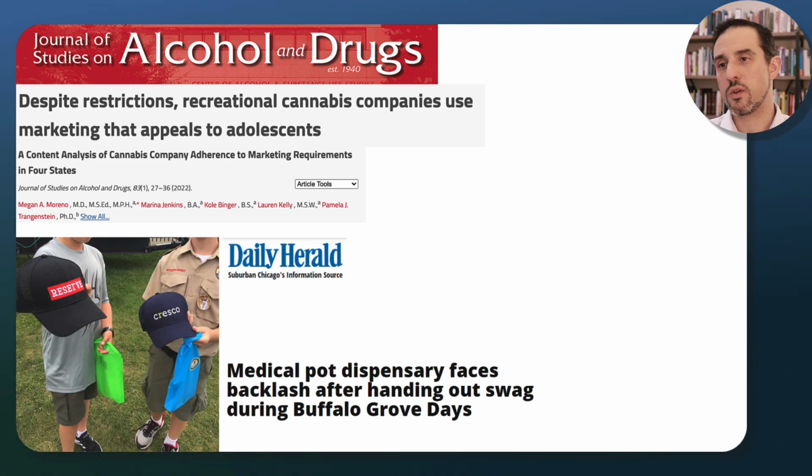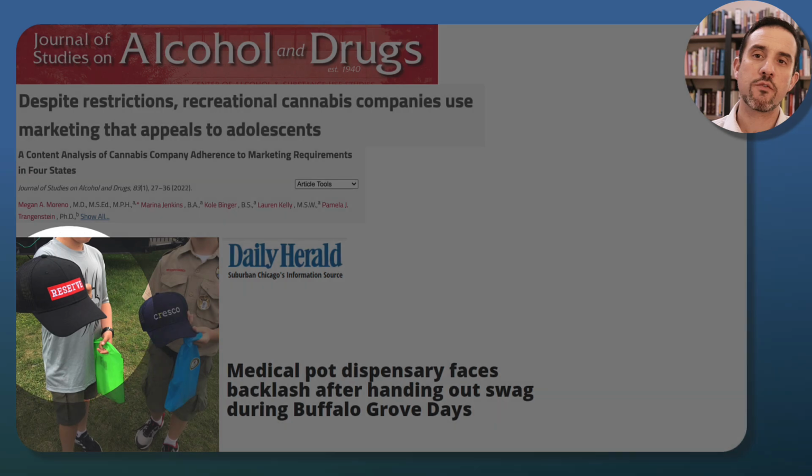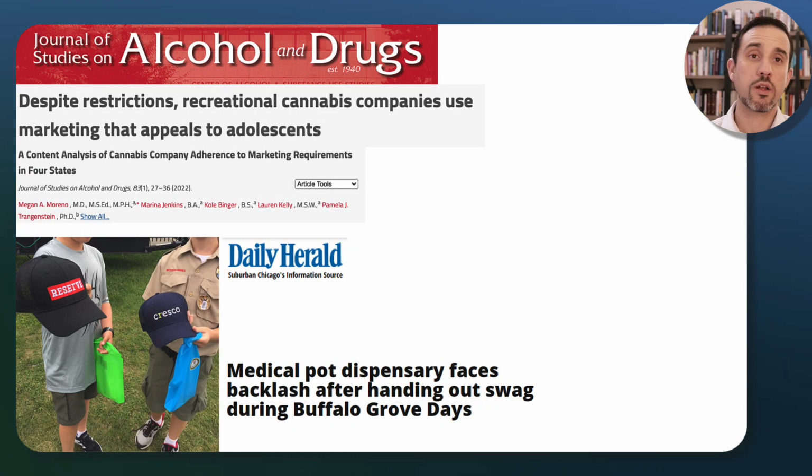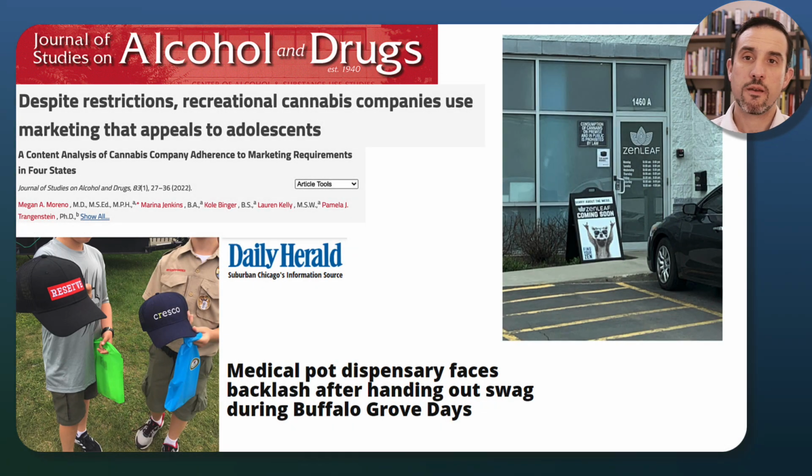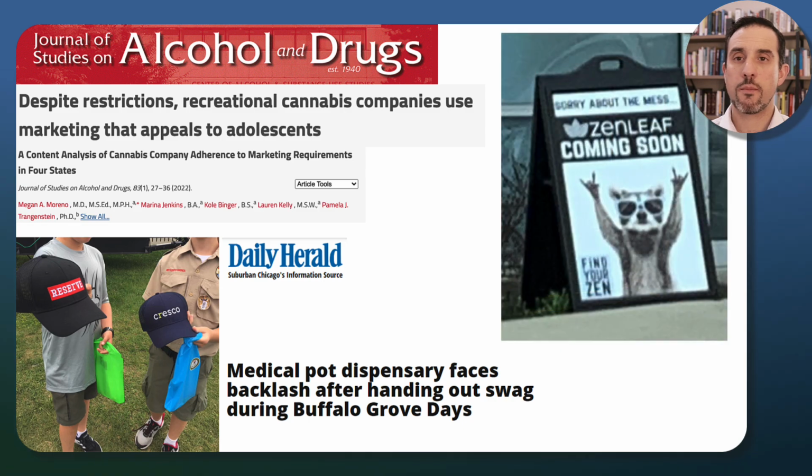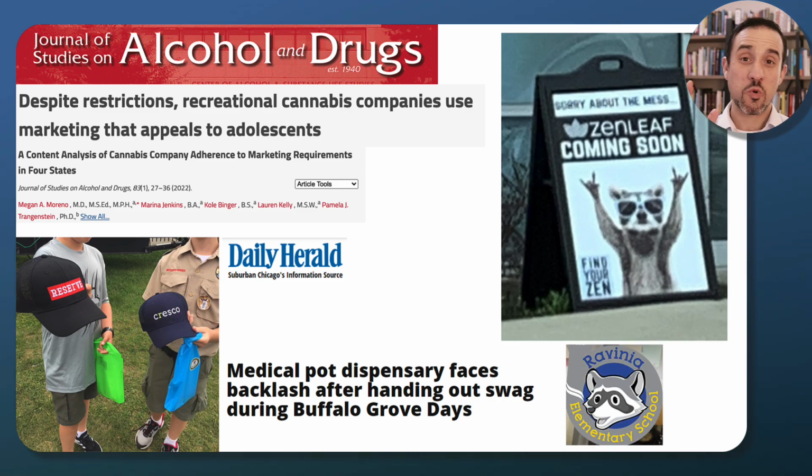This was a dispensary that was handing out their swag to kids at a summer fair. When given an opportunity to apologize, they didn't. Here's another example of them using a raccoon as a mascot, which actually was illegal and still is to do at the time. And eventually they had to take it down. But what made this even more egregious was it was actually down the street from an elementary school that has a raccoon as its mascot.